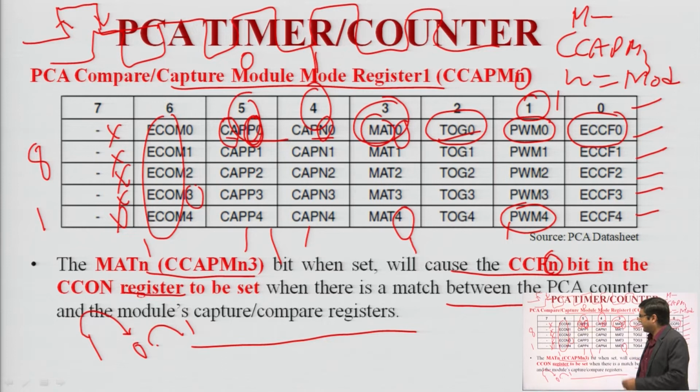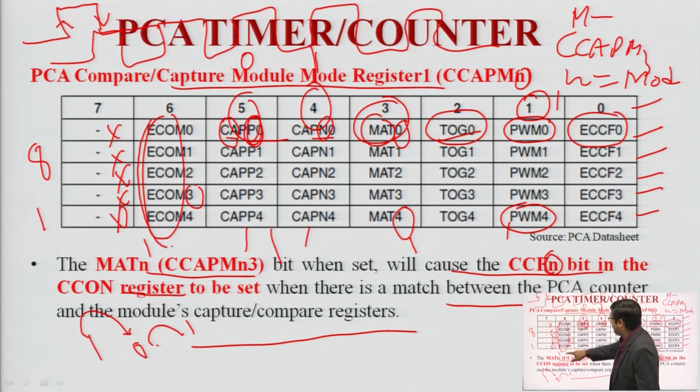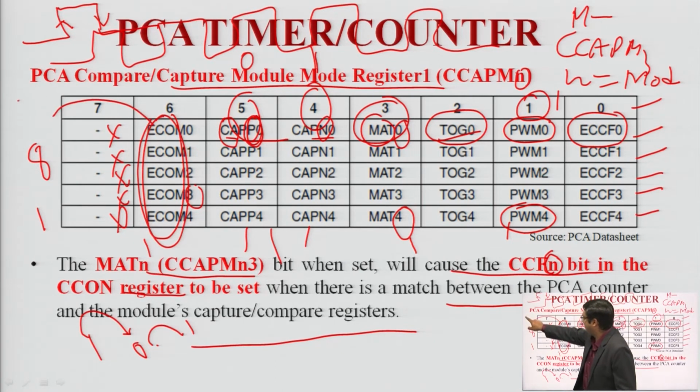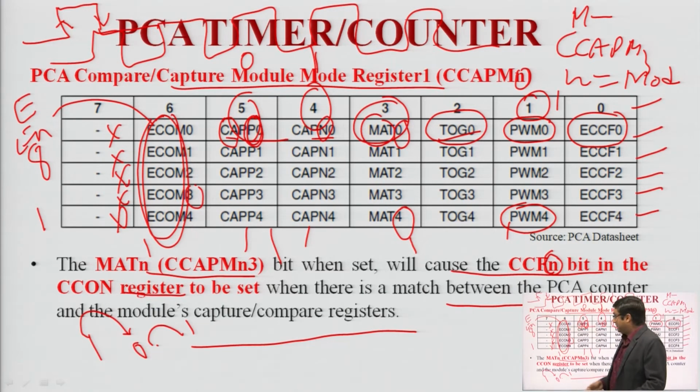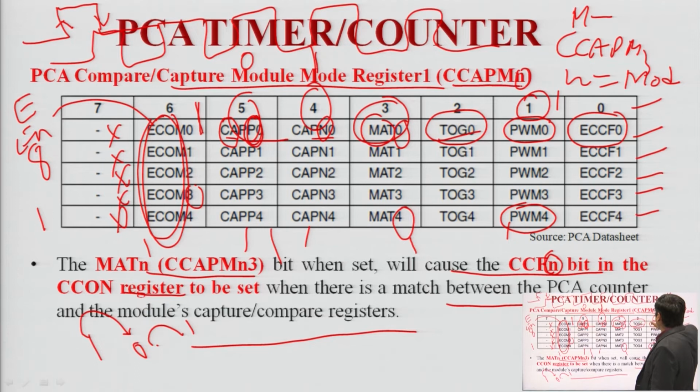Waveform will be generated. So these are the operations of, we can say, the 4th and 5th pin. What we will be left with is the ECOM. ECOM means E represents the enable, and COM means comparator. So when this bit is set, that is, it has a value 1, then the PCA timer will be enabled and it will start comparing between the 2 registers. So this is all about the CCAP-MN.